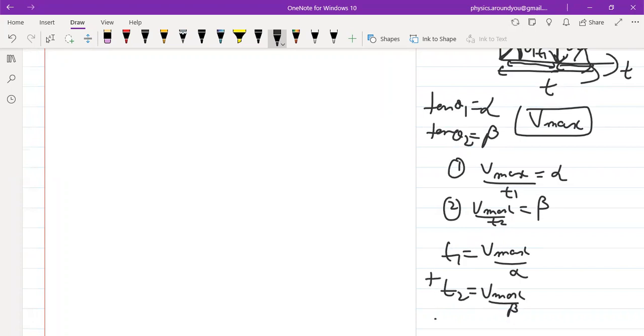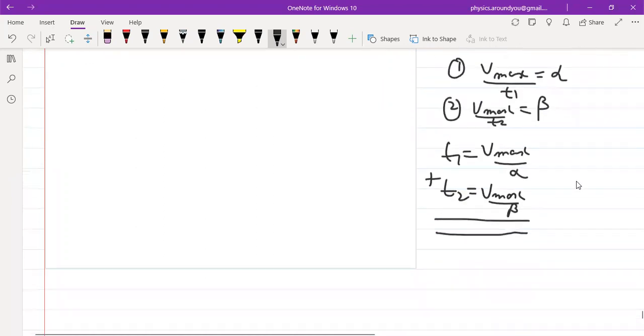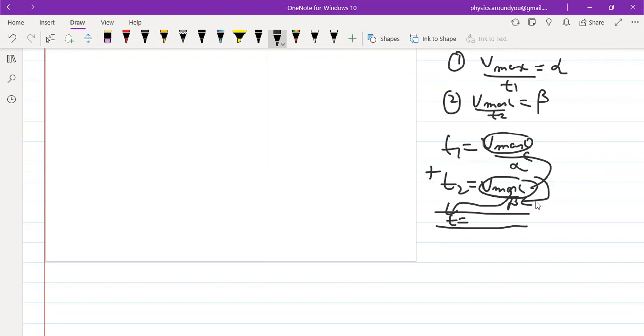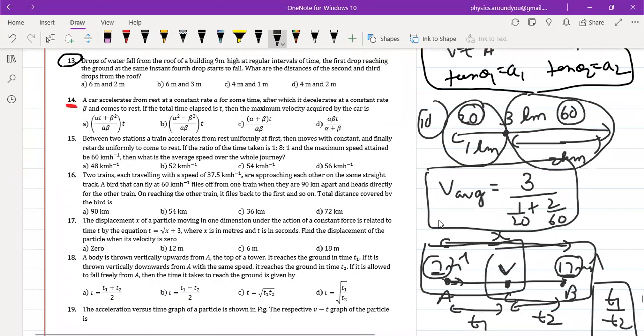When I add both of them, I encounter something very special. T1 plus T2 is already given in the question, that is T. And here I can take Vmax common. So I can express Vmax in terms of T, alpha, and beta. This looks very long when we explain it, but if you are intuitive and catch the VT graph, it is simple. Only trigonometry is needed. That is the approach for question number 14.